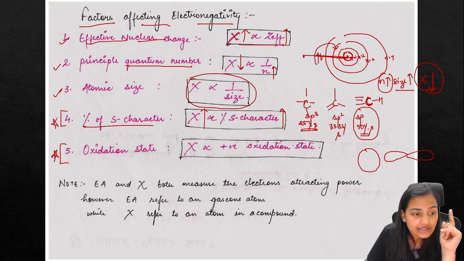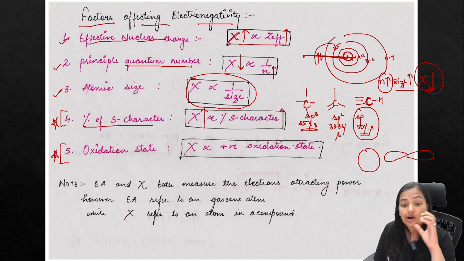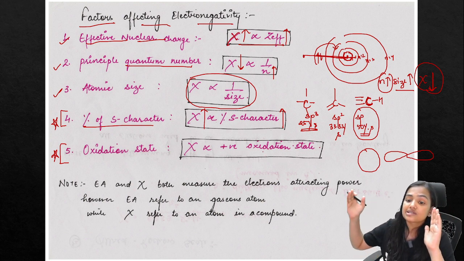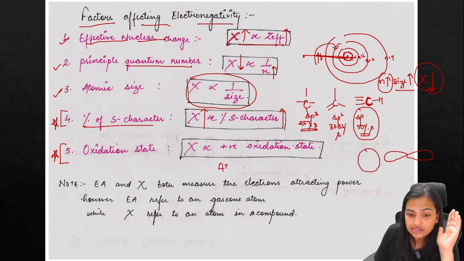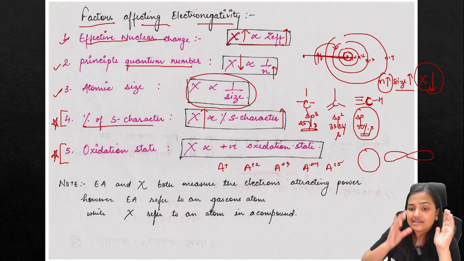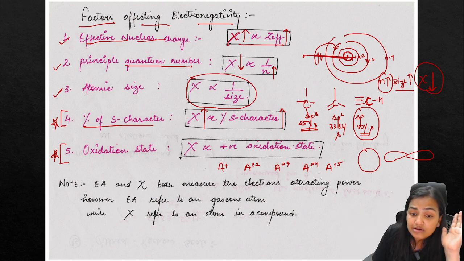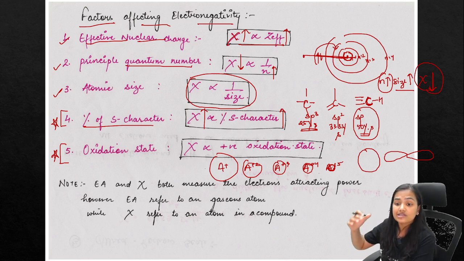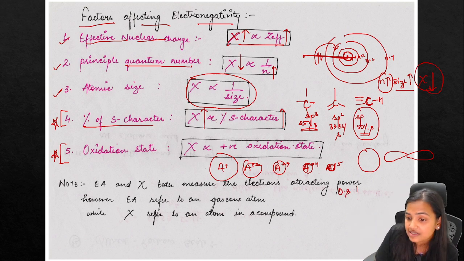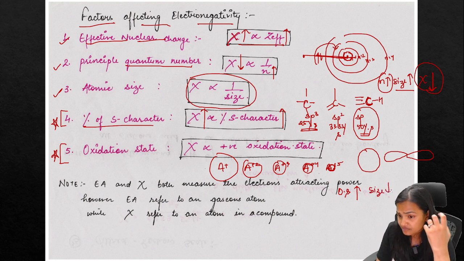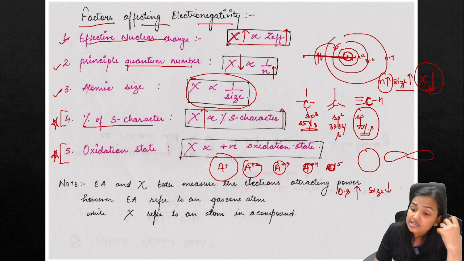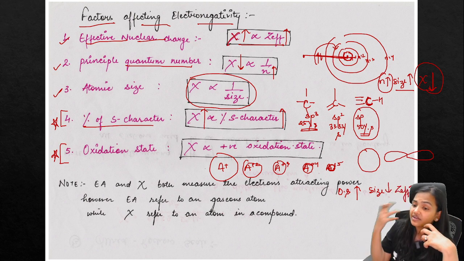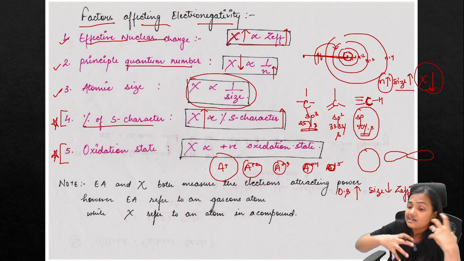Oxidation state. Please mark it with a star and always remember these points. As the positive oxidation state increases, let's say here I am having A plus, A plus 2, A plus 3, A plus 4, A plus 5, as the positive oxidation state increases, the size of the atom decreases. I already talked about the ionic sizes, right? The size decreases. The size decreases means the effective nuclear charge increases, the Z effective increases, and if the Z effective increases, the electronegativity increases.